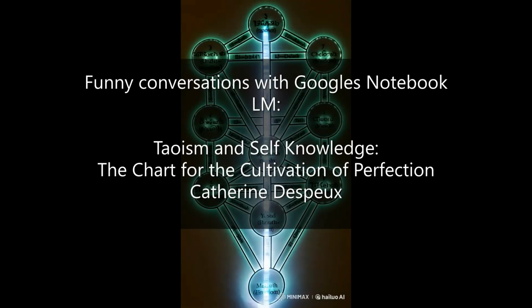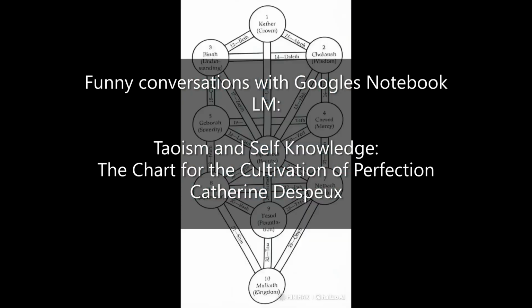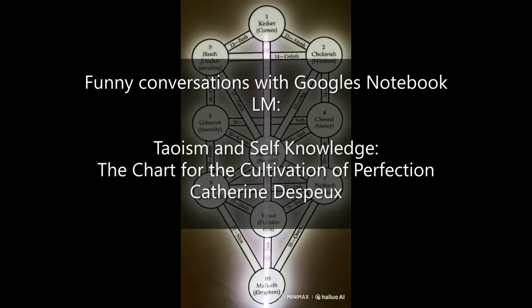That's right. The Hun is associated with the ethereal, the spiritual aspect, while the Po is connected to the earthly, the physical part of our being. Taoist alchemy emphasizes the importance of harmonizing these two souls for spiritual transformation. So it's about finding that balance between the heavenly and the earthly aspects within us. Exactly.